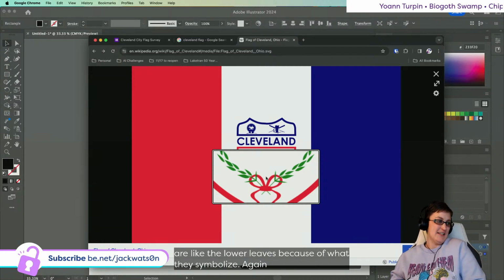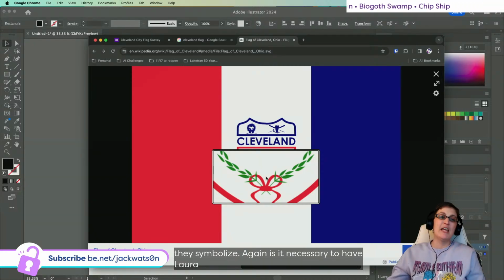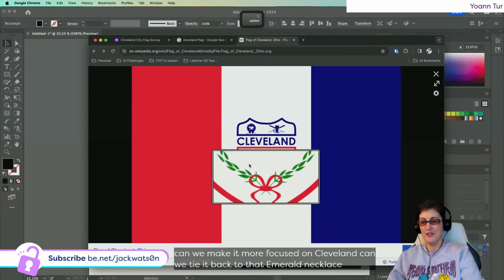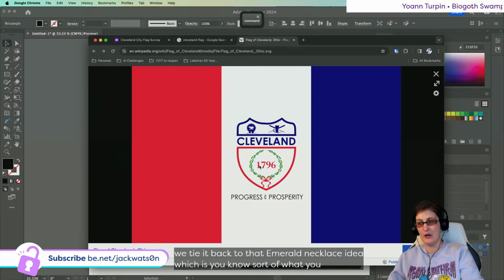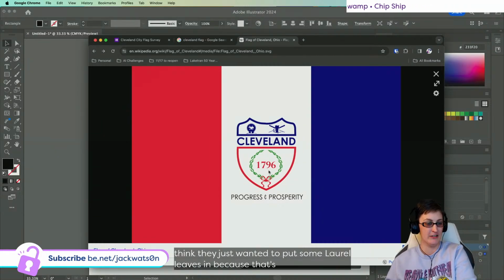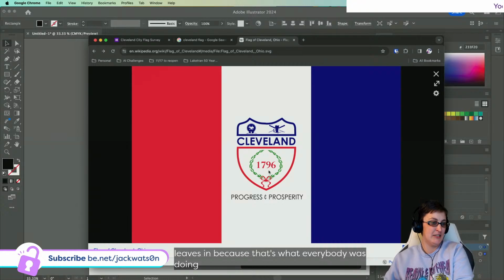Again, is it necessary to have laurel leaves, or can we make it more focused on Cleveland? Can we tie it back to that emerald necklace idea, which is sort of what you could get from what they were going for here? But I think they just wanted to put some laurel leaves in because that's what everybody was doing. Is that what it is?